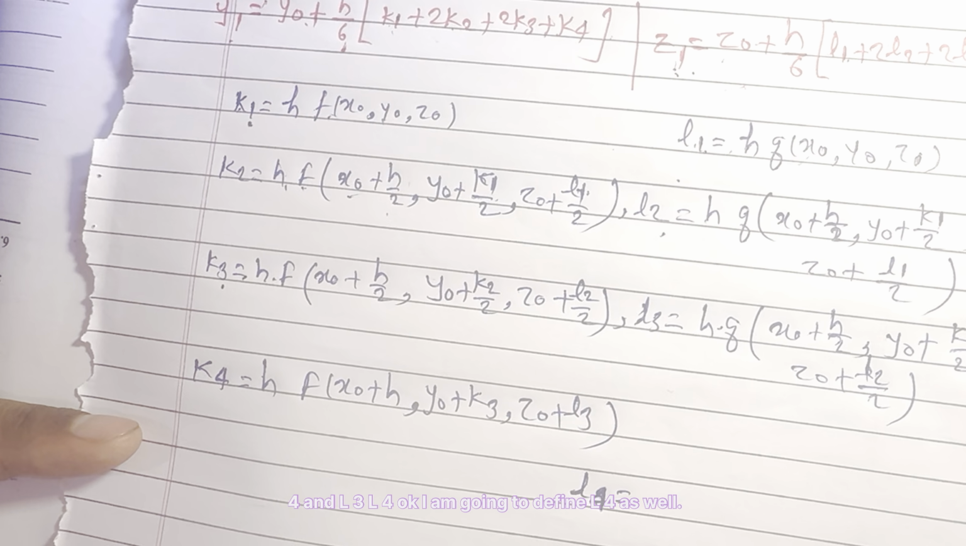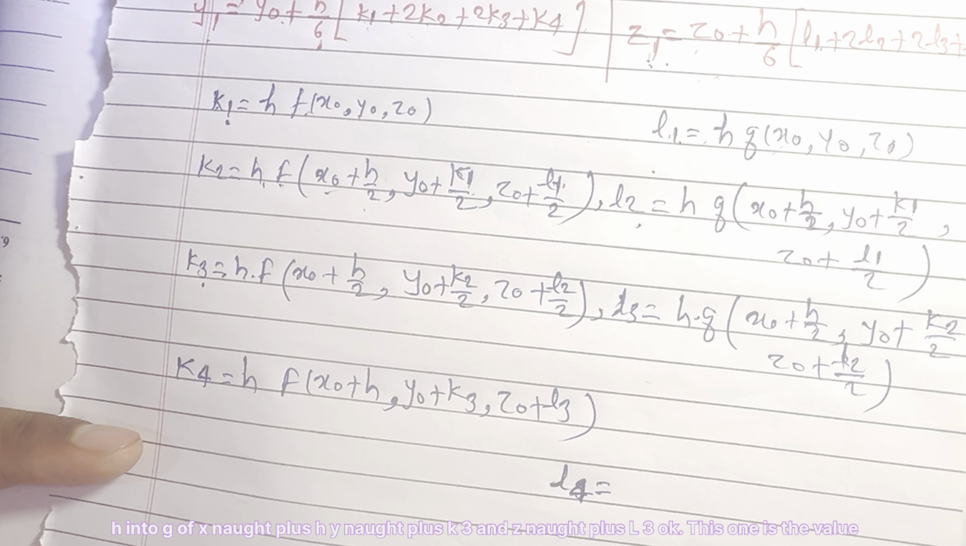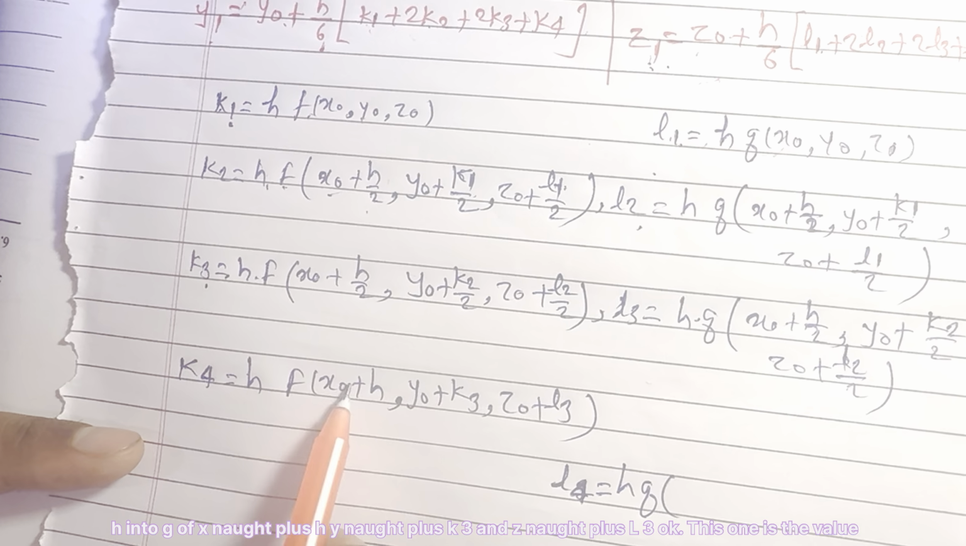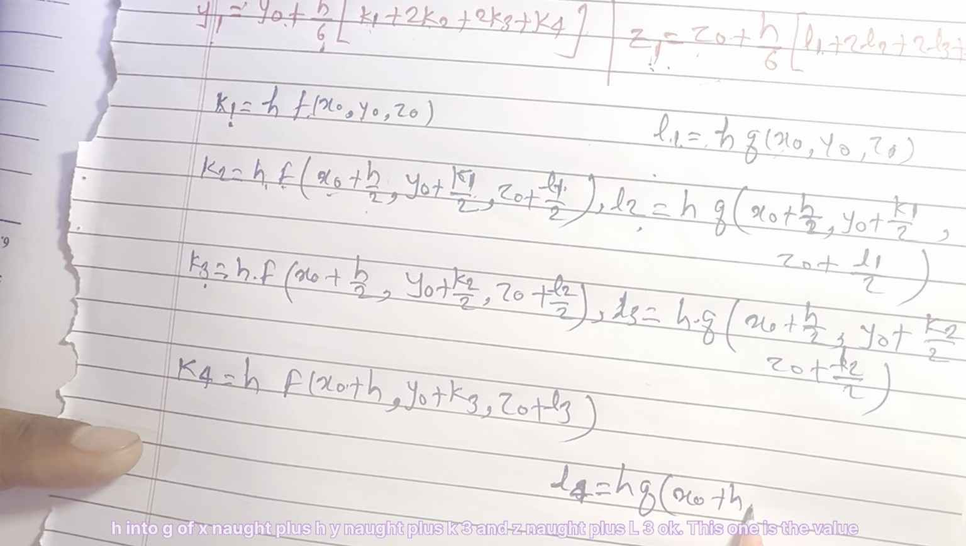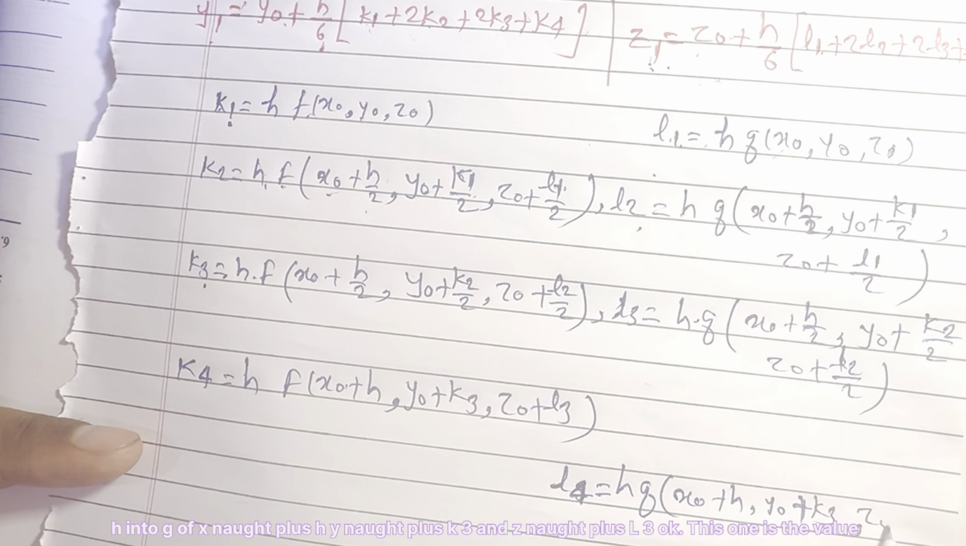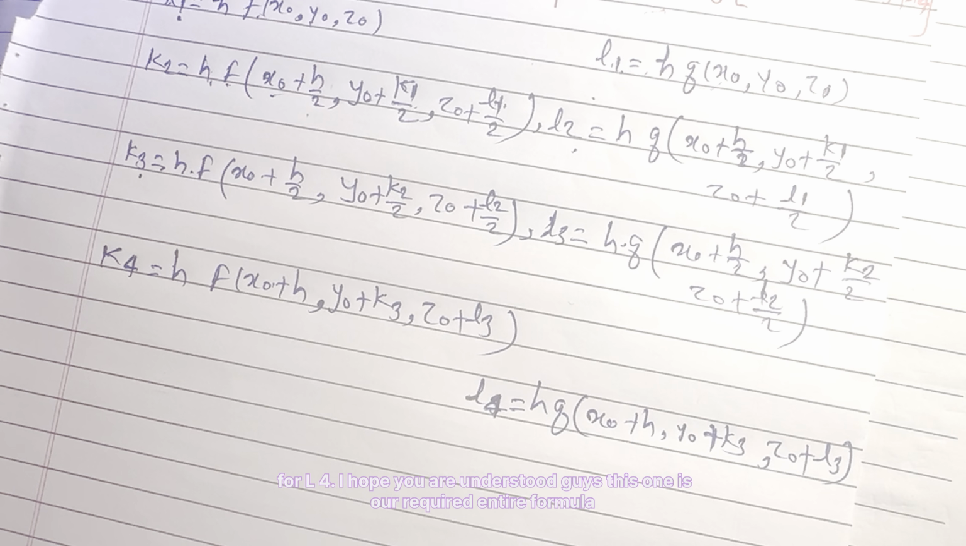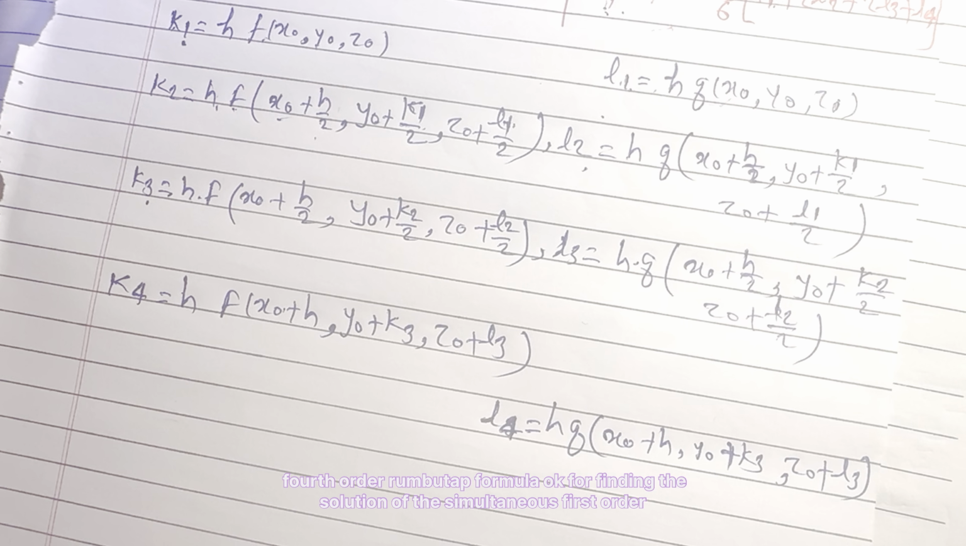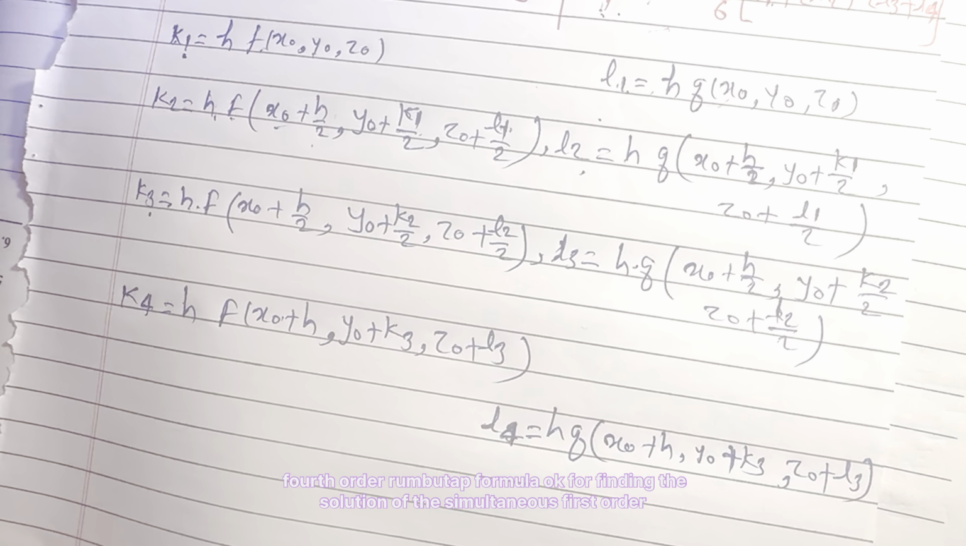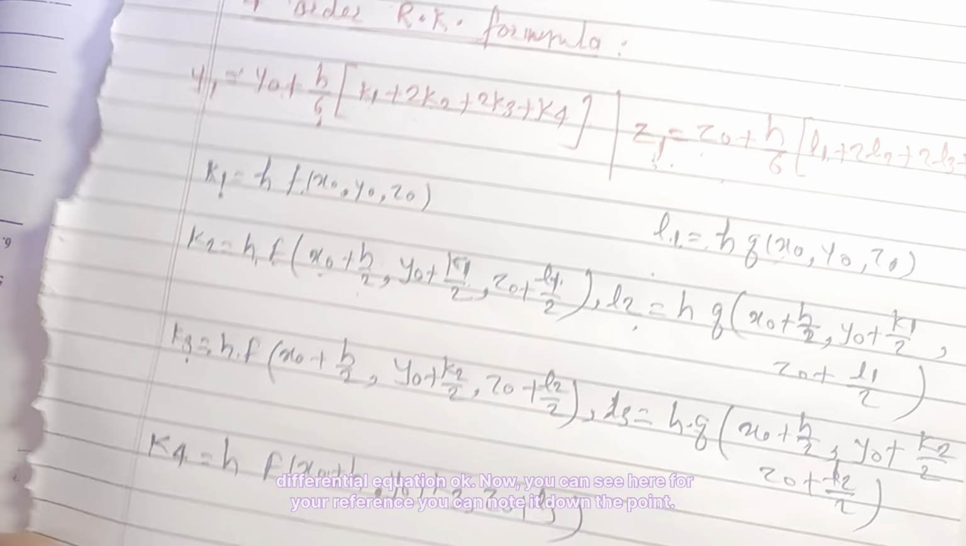I'm going to define L4 as well. L4 is h into G of x naught plus h, y naught plus k3, and z naught plus L3. This one is the value for L4. I hope you all have understood guys. This one is our required entire formula, the fourth order Runge Kutta formula, for finding the solution of a simultaneous first order differential equation.